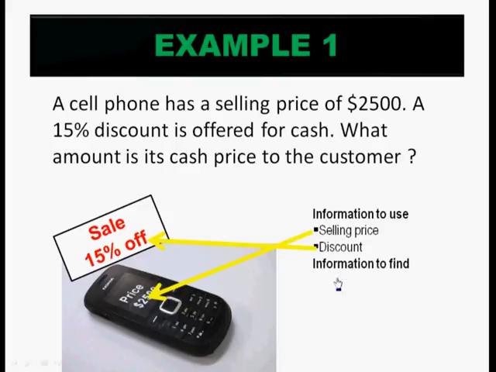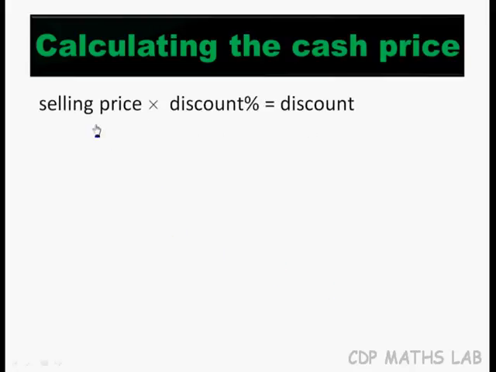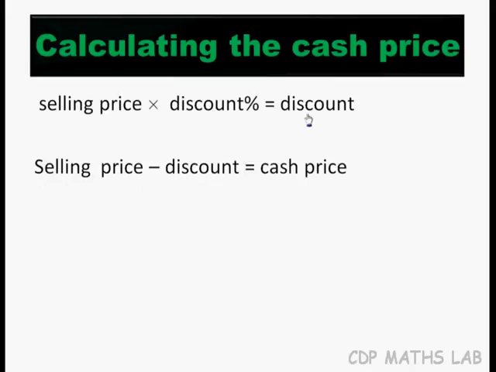And the information we need to find is what? Cash price. Now follow me to find out how we carry out this calculation. Calculating the cash price. This is the principle, or the formula as you would call it, that we would use. You multiply the selling price times the what? Discount percentage. And that will give you the what? Discount. Now after you get the discount, you're going to subtract it from the what? Selling price, and then that will give you your cash price.